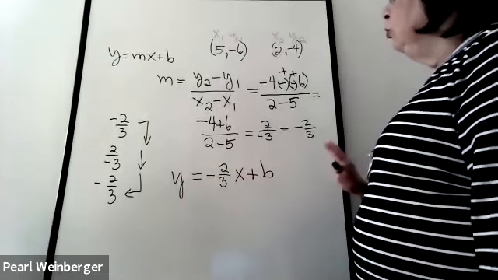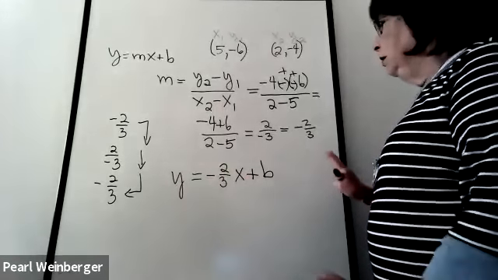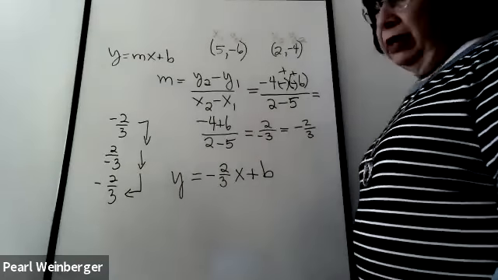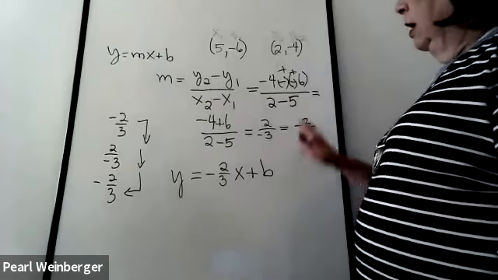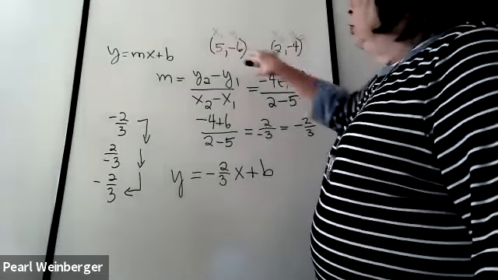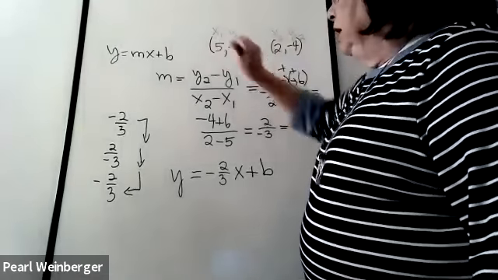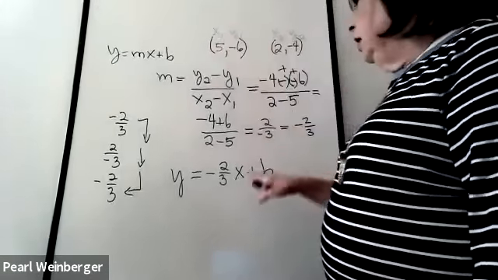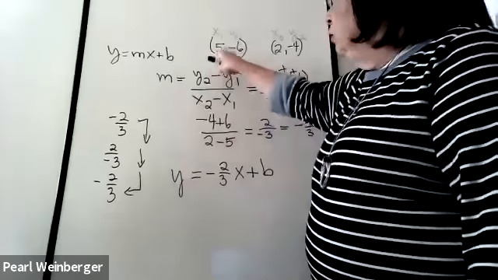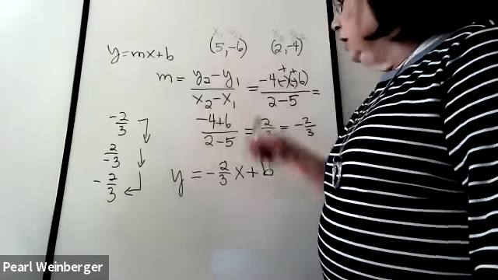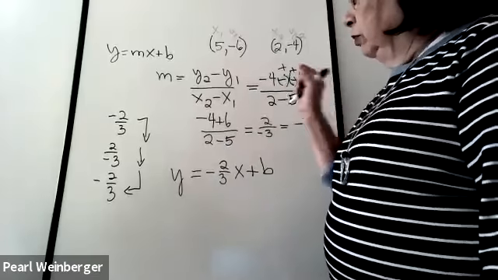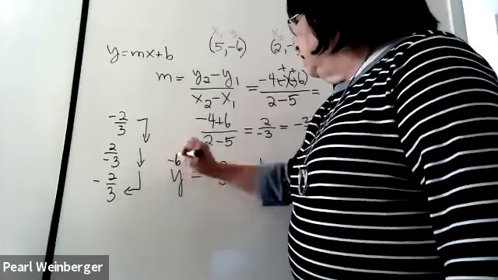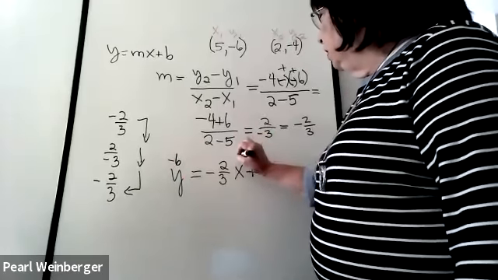I still don't know what the b is going to be. I don't know what the y-intercept is here. That's where I have to go to either one of these points. And it doesn't matter which one you pick. Let's pick the first one and substitute the coordinates, the numbers, into the equation. Okay, so we're going to replace the y with -6 and the x with 5.